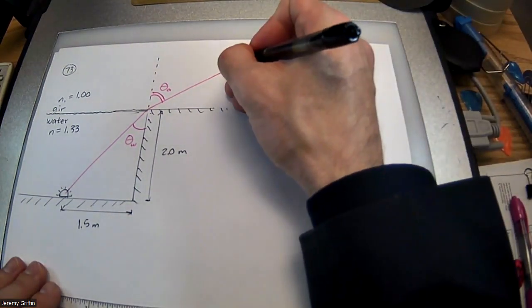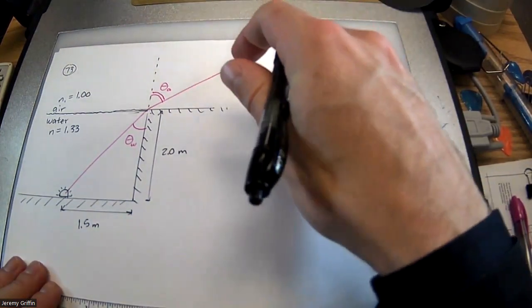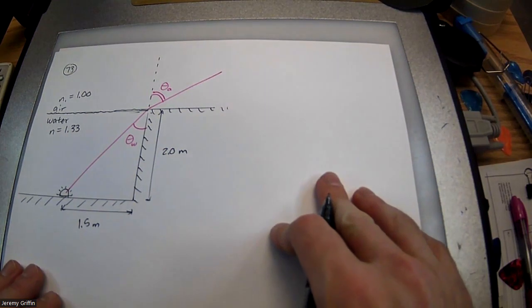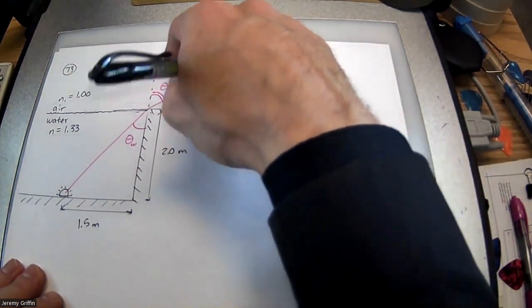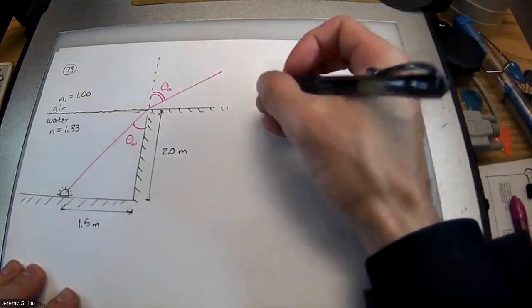Let's go draw a stick figure, maybe I'll say that for part B though. So first part first. Part A asks, what is that angle? So let's go to Snell's law.